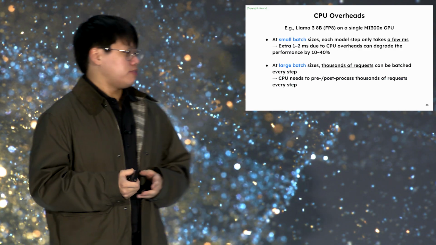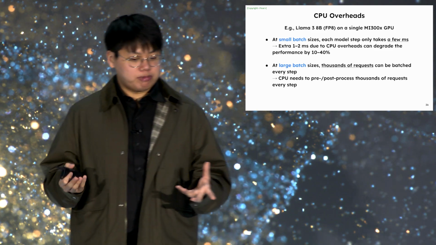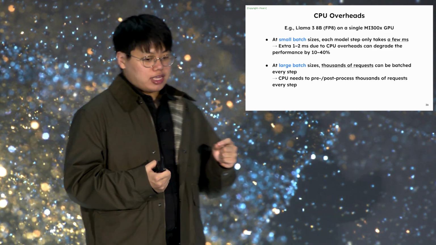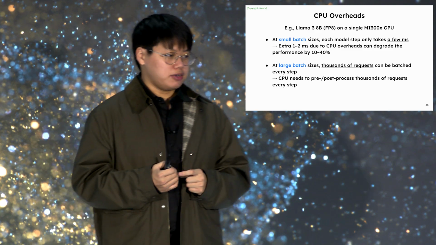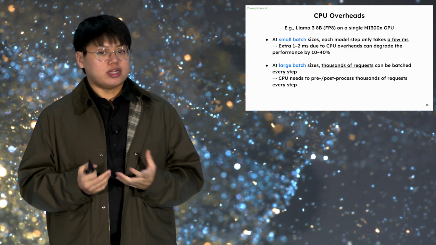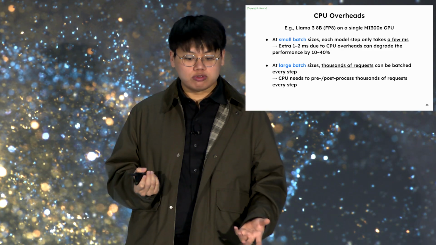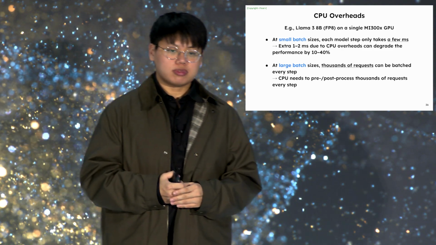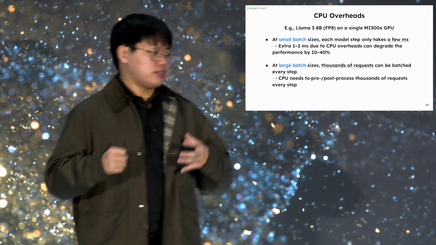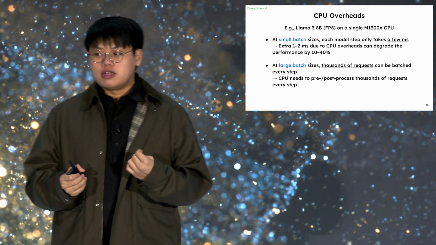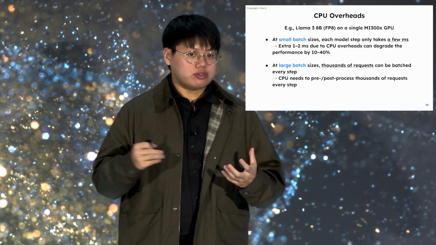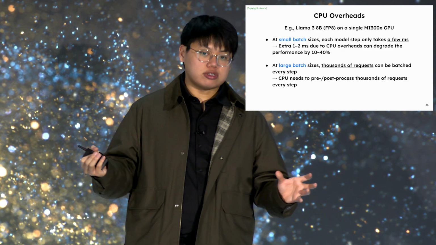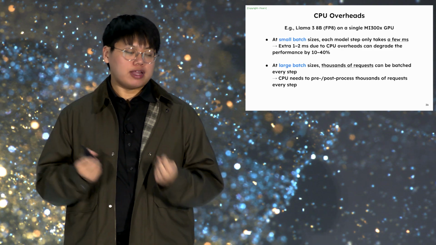One concrete example is, say, when running Llama 3 8B with FP8 precision on a single MI300X GPU. So at small batch sizes, each model step actually only takes a few milliseconds, less than 5 milliseconds. Which means the extra 1 or 2 millisecond overhead from whatever reason from CPU can significantly degrade the performance. On the other hand, at large batch sizes, say when we're doing offline batch inference, we can batch thousands of requests together to fully utilize the HBM. And in this case, CPU needs to pre- and post-process these thousands of requests every step, which can be a huge performance bottleneck if not optimized properly.